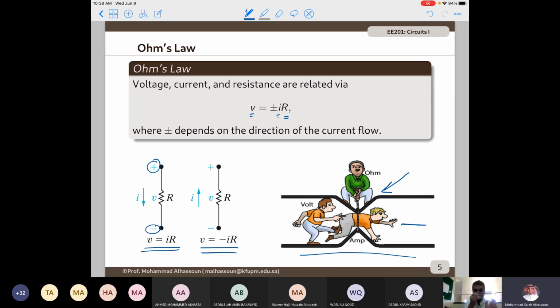Like I said, the resistance is a property of the material itself. Voltage is something external, something you apply. Yes, Ahmed. It's clear. Thank you. Okay. Good.